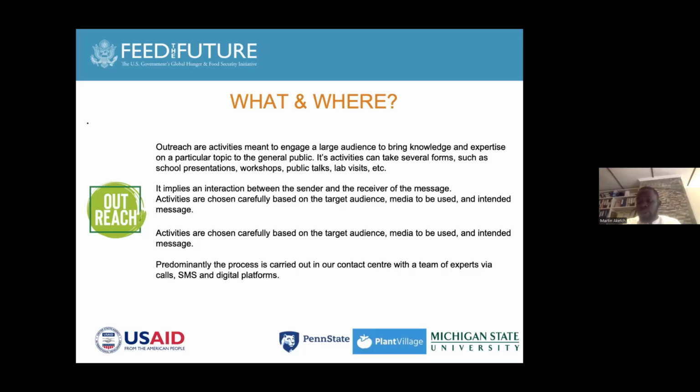Activities also should be carefully selected based on the target audience, their knowledge level, their age, race, gender, religion, etc. So that the manner in which the workshop or outreach activities are conducted does not upset the participants, because that is very important. Next slide.